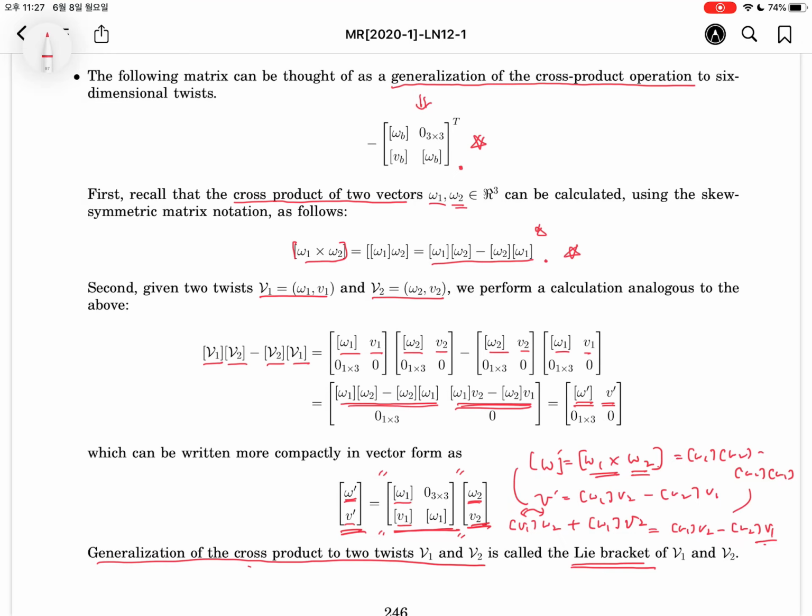Okay, let me denote the Lie bracket small adjoint V1, because the element is the V1 and W1. Okay, take the matrix, it will be the 6 by 6, and then V2, because this is the second twist, it will produce new twist.